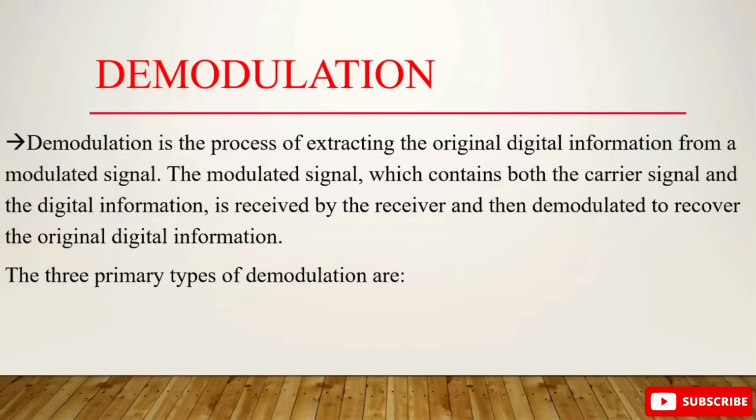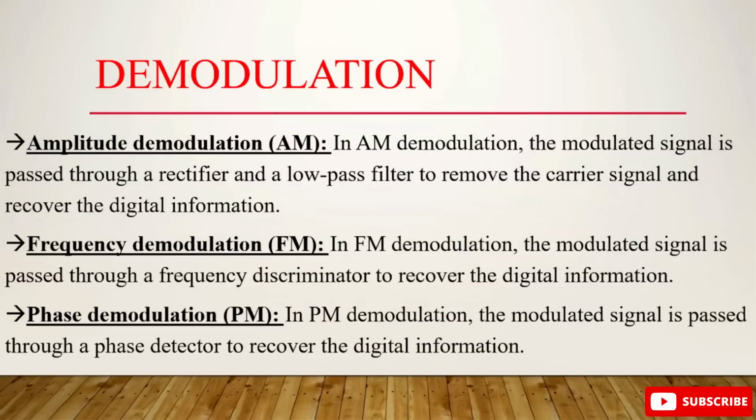Next, we will talk about demodulation. Demodulation is the process of extracting the original digital information from a modulated signal. The modulated signal, which contains both the carrier signal and digital information, is received by the receiver and then demodulated to recover the original digital information. The three primary types of demodulation are amplitude demodulation, frequency demodulation, and phase demodulation.